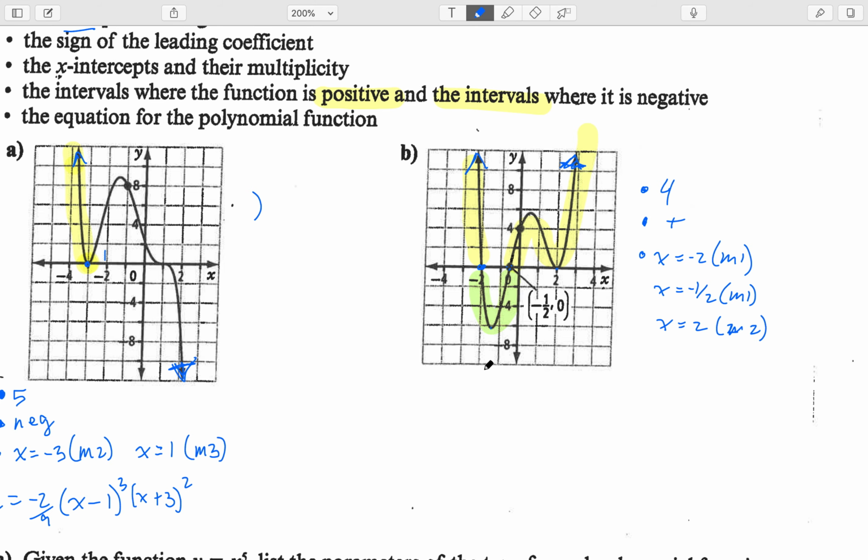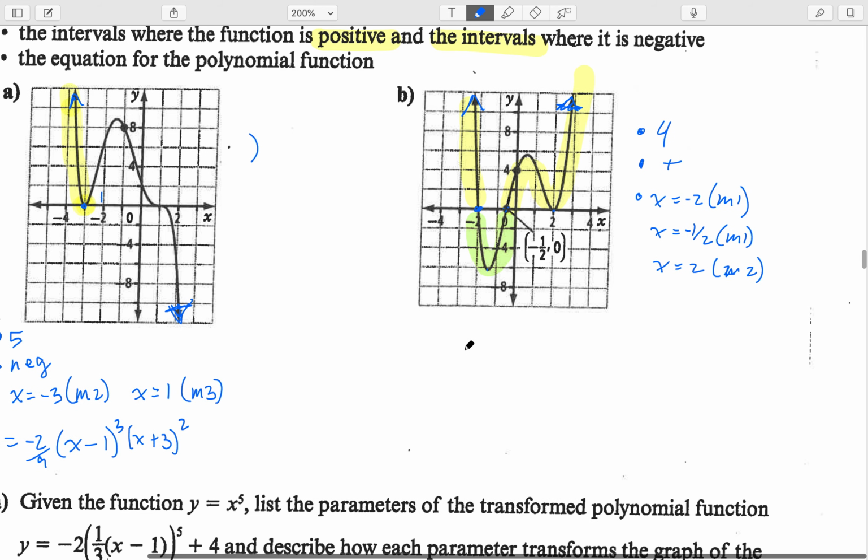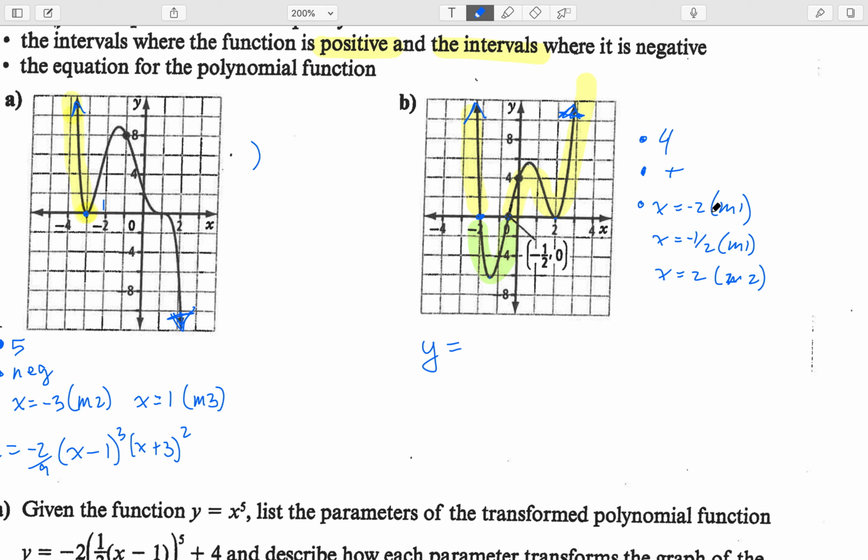But the equation, okay, this is going to be the huge deal. So I know y is equal to k times x plus 2, single root. x minus 1/2, we could also just do 2x plus 1, right? Because that represents -1/2. Oh yeah, so that way I don't have to deal with fractions. You could do it either way. Okay, and then what about this one? x minus 2, and it's squared.